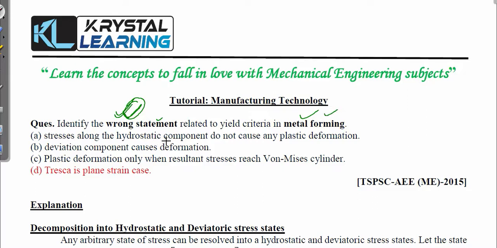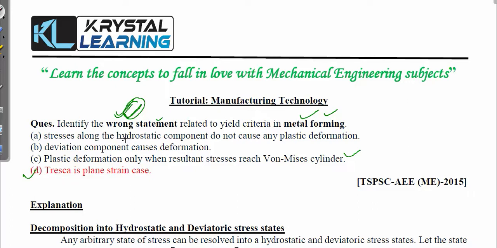The first option: stress along the hydrostatic component does not cause plastic deformation. Deviatoric component causes deformation, meaning plastic deformation. And third: plastic deformation occurs only when the resultant stress reaches the von Mises cylinder, and Tresca is the plane strain case. So this is true for this.